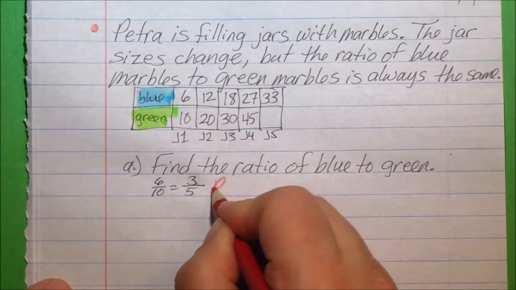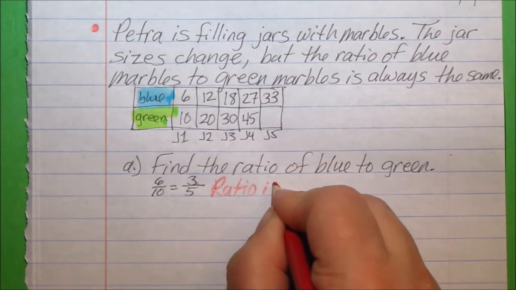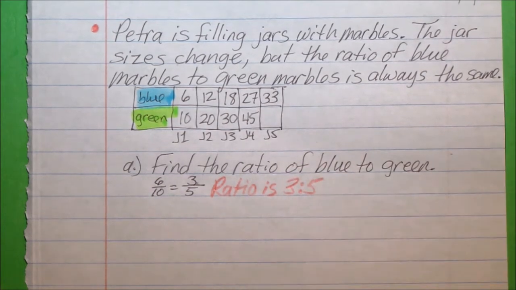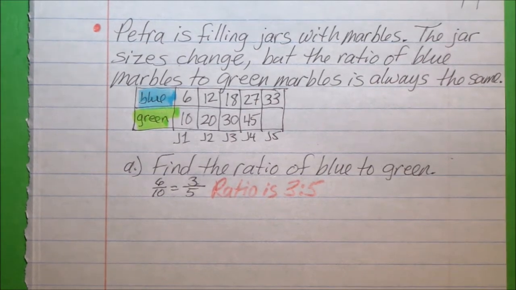So I'm going to write that here. Ratio is, and I'm going to write it with the colon. It would have been fine to write it as a fraction or write it with the word "to." I just prefer the colon for ratios. So the ratio is 3 to 5.